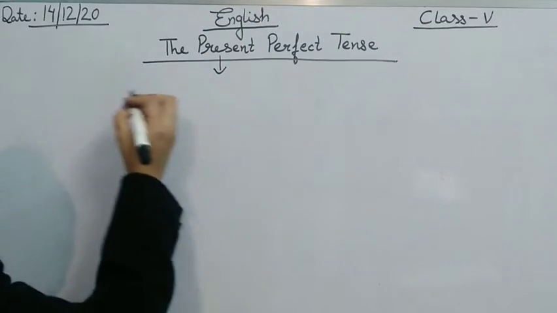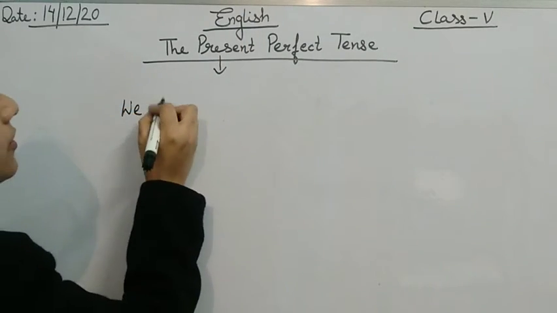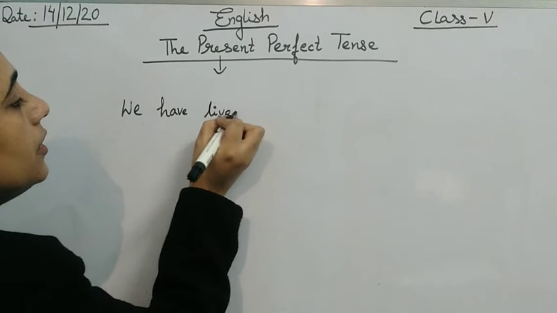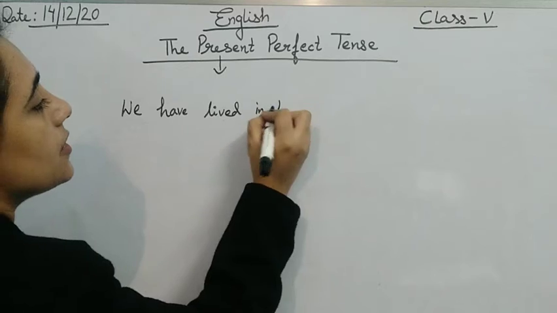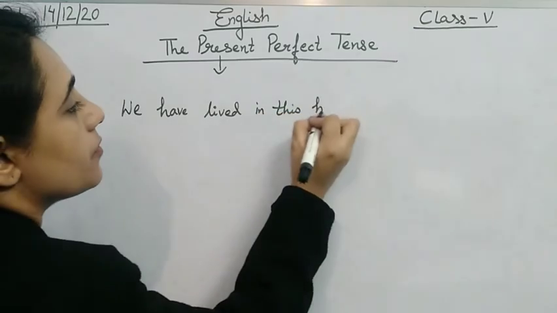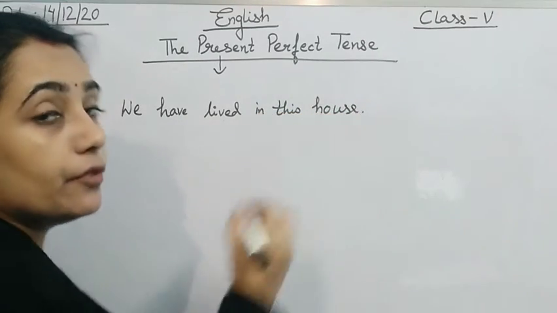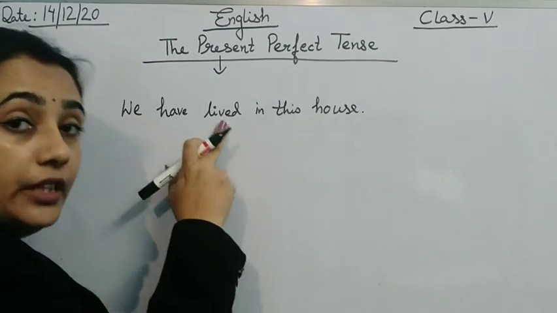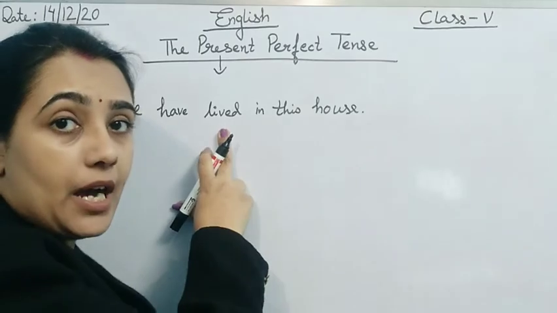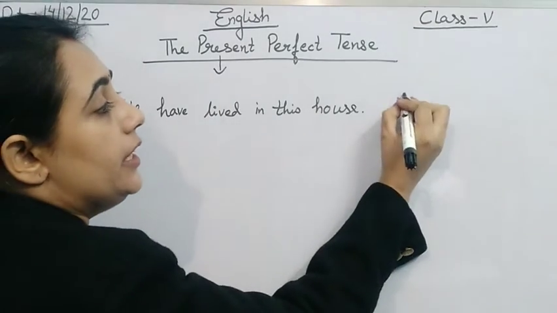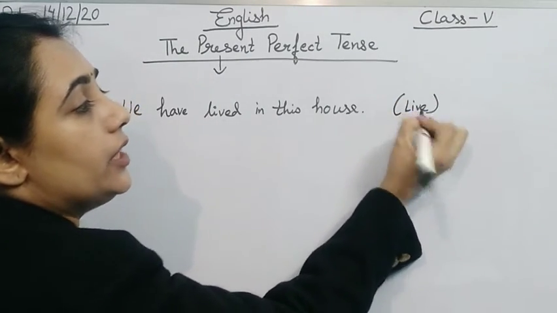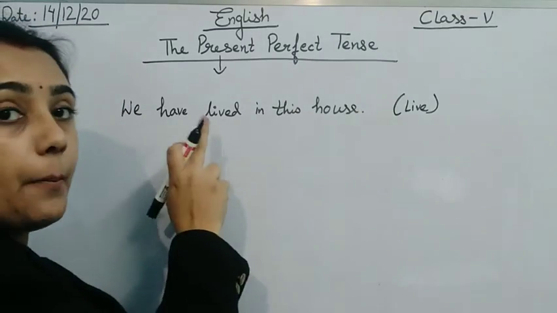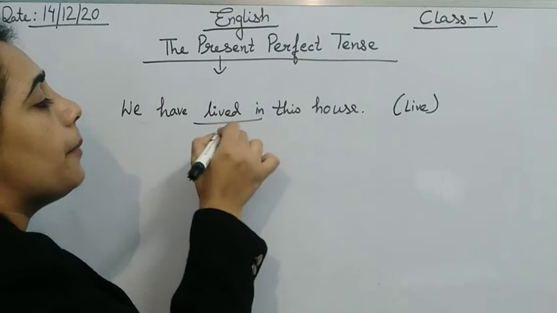Suppose we have: we have lived in this house. So, we have lived. Lived is what? Past tense of the verb live, L-I-V-E. Live is the verb, this is the base verb, and I have used the past tense. That is the past participle.